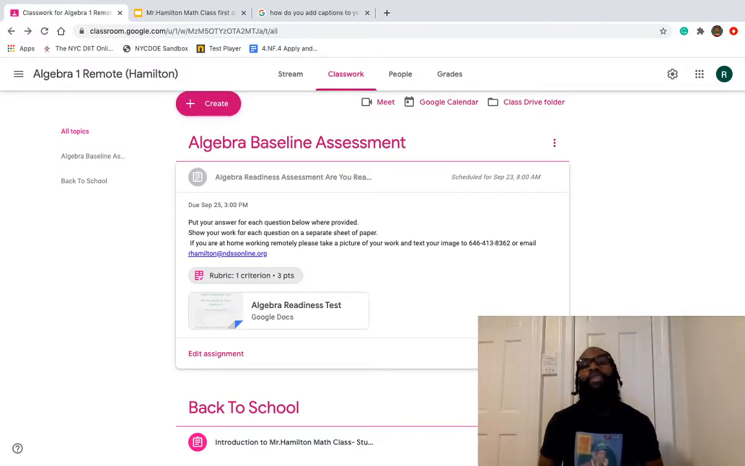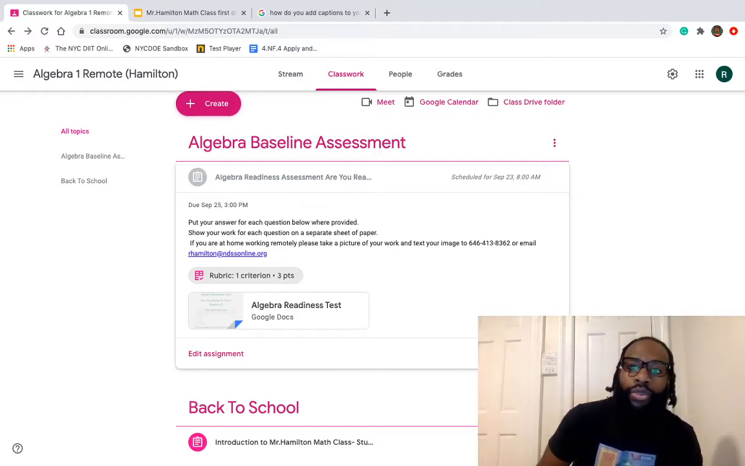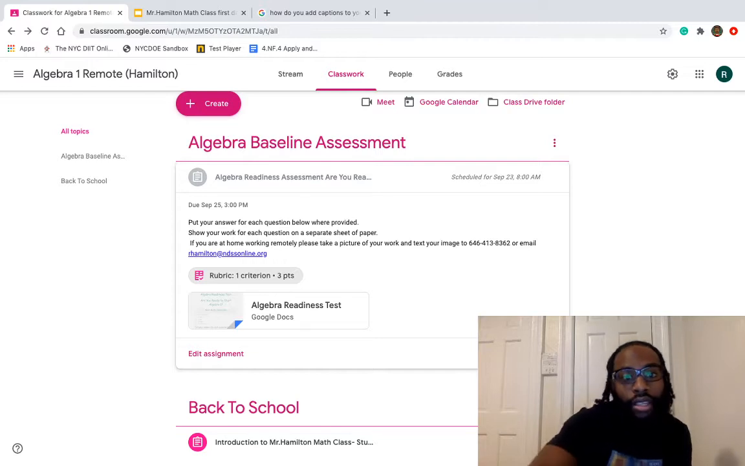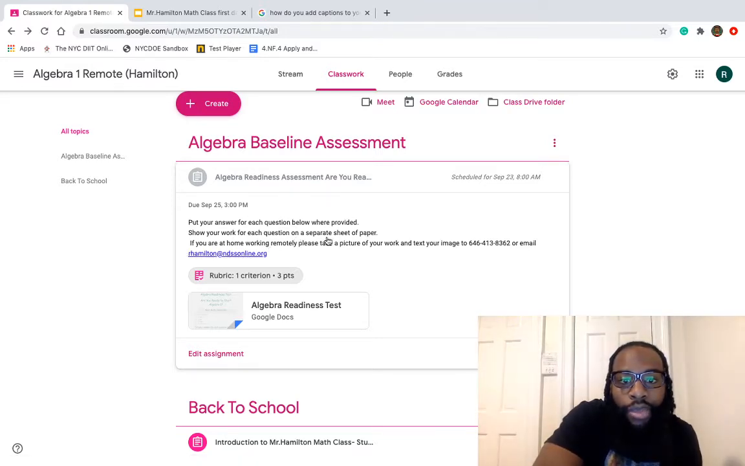This is the directions for the algebra baseline assessment, which starts September 23rd, 8 a.m., and is due September 25th, 3 p.m. The directions: put your answer for each question below where provided. Show your work for each question on a separate sheet of paper.